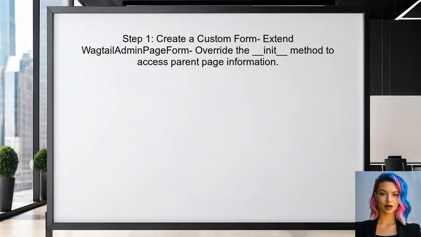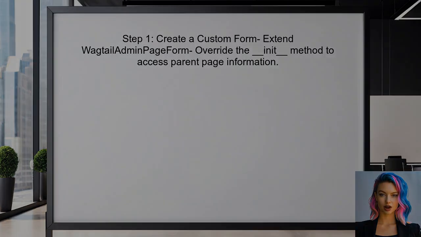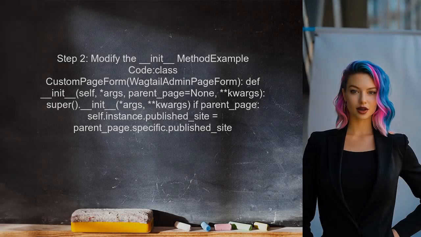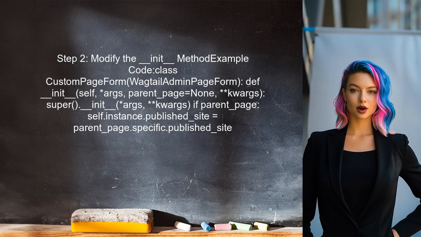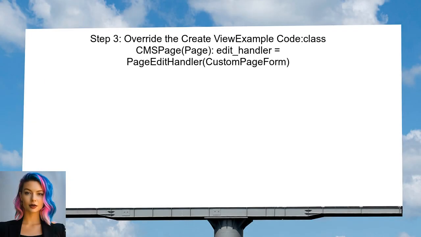To address the user's issue, we need to override the Wagtail admin form for the new page creation. First, the user should create a custom form that extends the existing Wagtail admin form. Next, the user should modify the init method of the custom form to accept the parent page as a parameter. This will allow the user to set default values based on the parent page's attributes. Now the user needs to ensure that this custom form is used when creating a new page. This can be done by overriding the createView method in the page model.